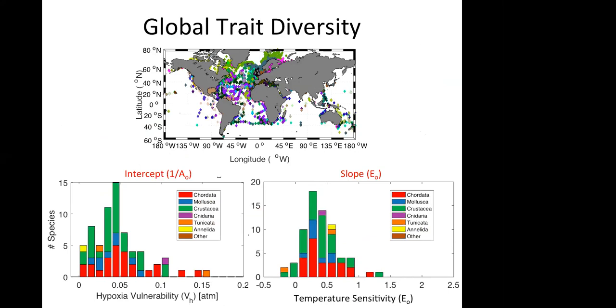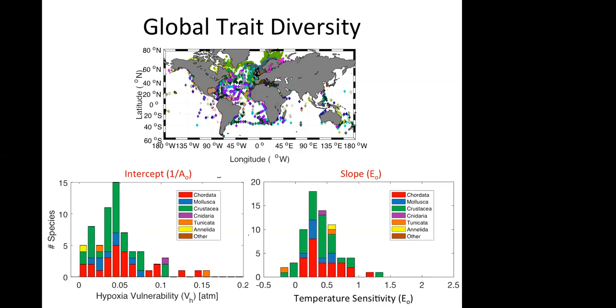And we can characterize the global diversity of the two traits that I mentioned before: the overall hypoxia tolerance, or its inverse, vulnerability, on the left, and the overall temperature sensitivity of that hypoxia tolerance on the right. And we have enough species and enough taxonomic diversity that we can begin to see the frequency distribution among global species for the presence of those traits.